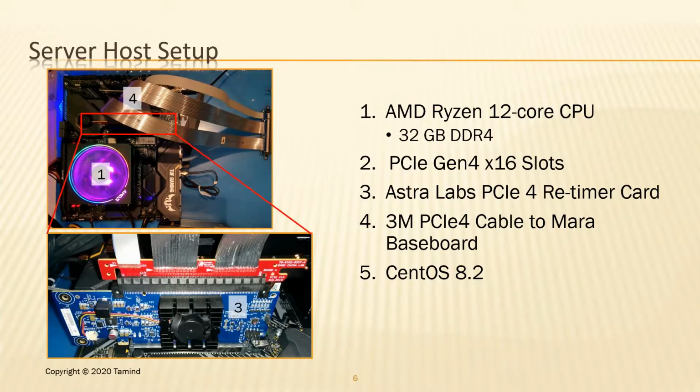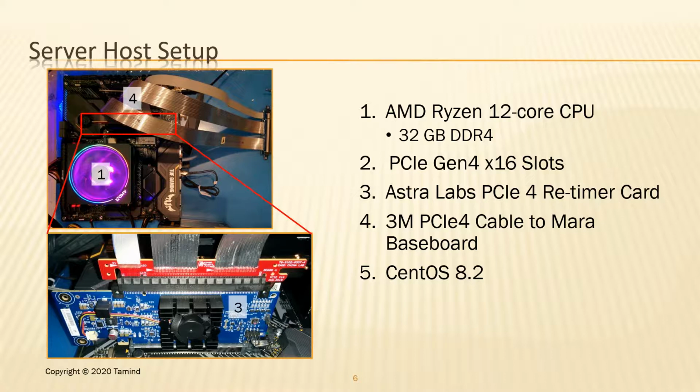So this is the server host setup that we did locally. We were planning to use a larger server for testing, and Supermicro is going to supply us the server and host it in the future. But in order to do our testing in our lab, we put together a small server host testbed. This consists of a 12-core AMD Ryzen processor with 30 GB of DDR RAM. That processor supports PCIe Gen 4, two x16 slots of PCIe Gen 4. We're going to be using the cable from Molex, about 18 inches of 3M cable, that will be connecting the Mara baseboard to the host server.